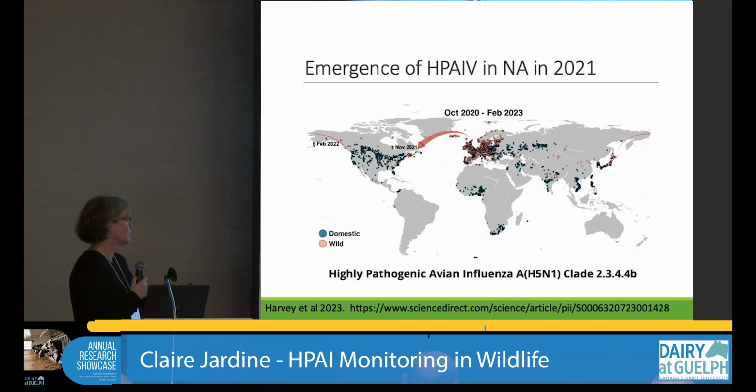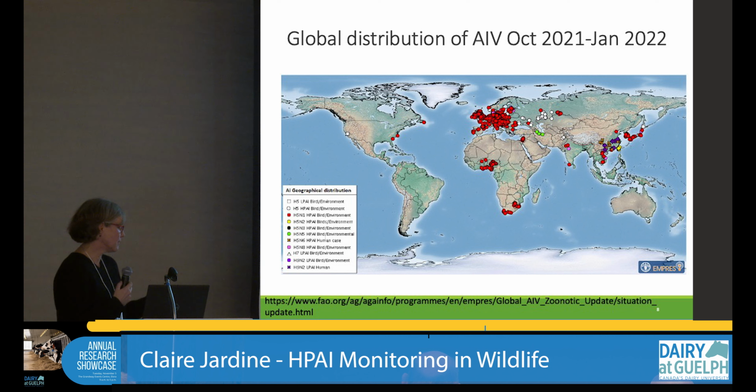And all these movements from Asia to Europe and then across North America have been associated with the movement of wild birds. Now, when we think about wild birds, they don't typically migrate across the Atlantic, but there is a meeting point for birds up here in Iceland. So we think probably what happened is that an infected bird from Europe in Iceland was mixing with a North American bird that was not infected.